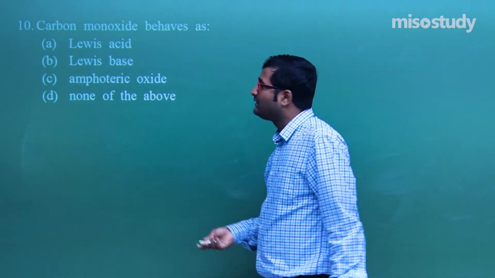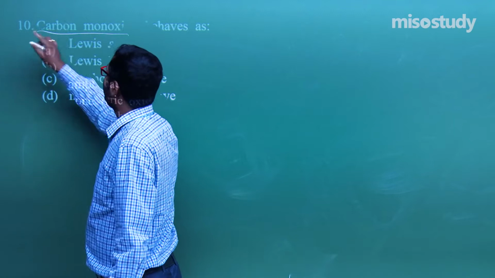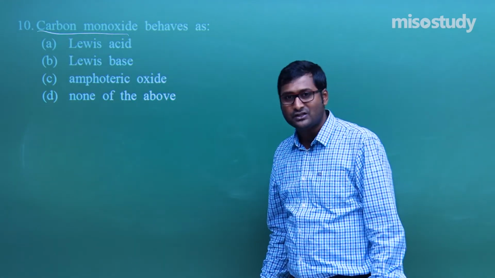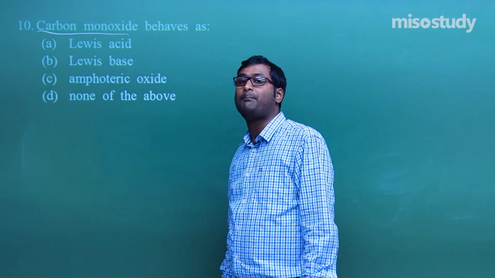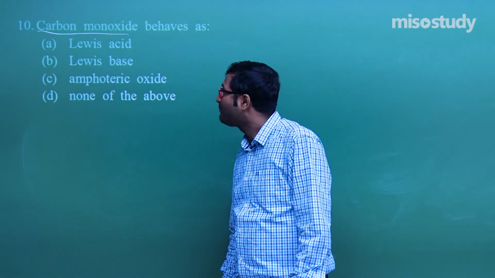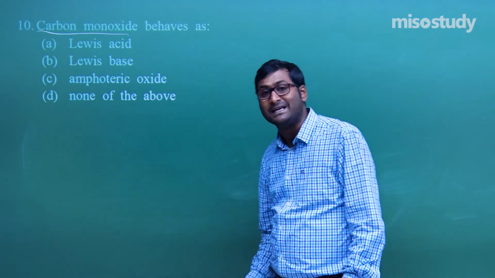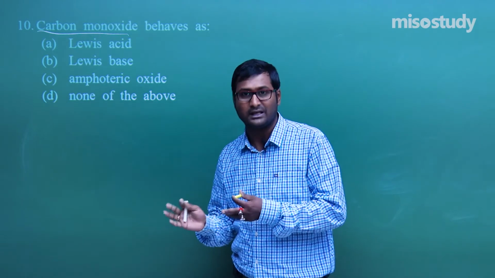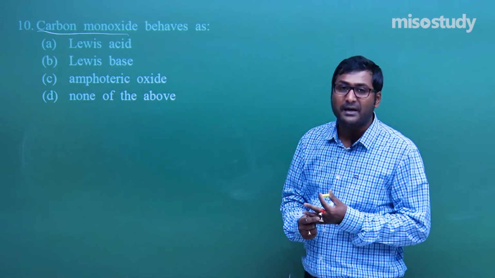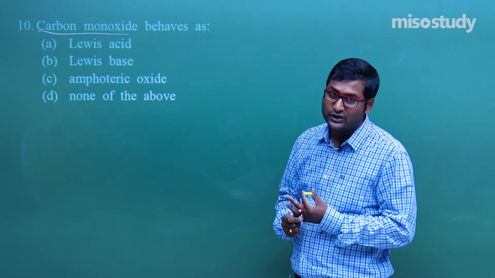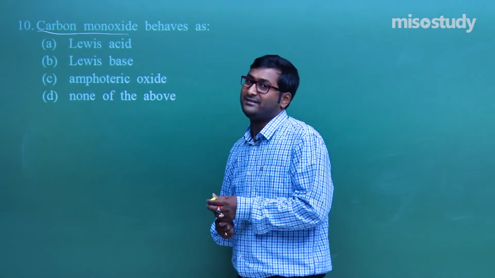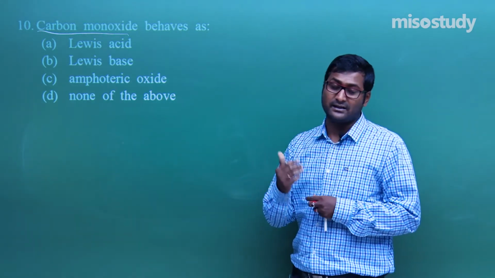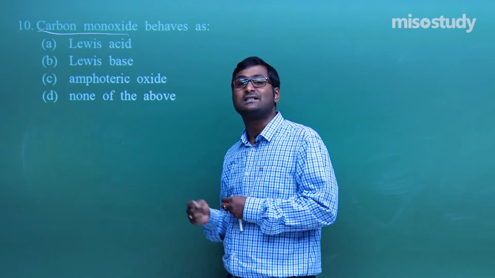Sir, in class 12 there is a chapter on coordination compounds. In coordination compounds I will discuss the pi acid ligand. Carbon monoxide is a pi acid ligand, and ligands are generally electron pair donors. If there is a donation capability, then we know that it is a base, specifically a Lewis base, and if it has an accepting tendency then it is a Lewis acid.